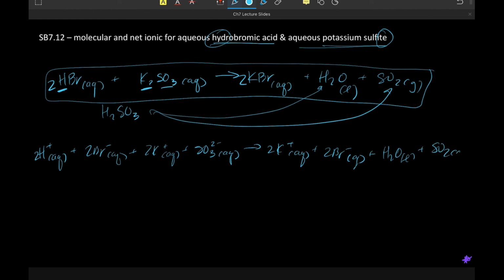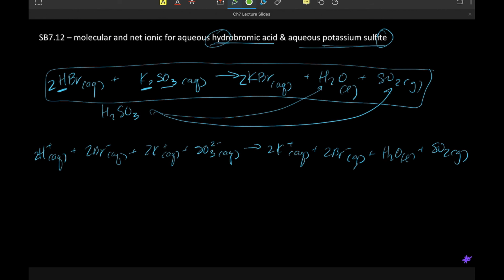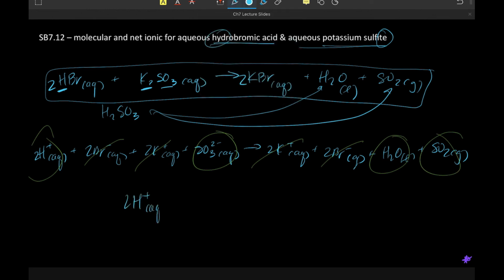SO2, not ionic. And we're going to go through and cross out the things that are exactly the same on both sides. So potassiums are the same, bromides are the same. Everything else becomes our net ionic. So that last step was 2H plus aqueous plus SO3 2 minus aqueous is going to give us H2O liquid and SO2 gas. And that would be our net ionic. Does that make sense?